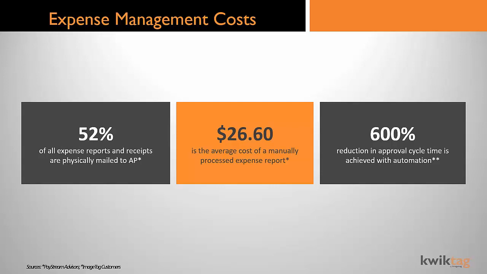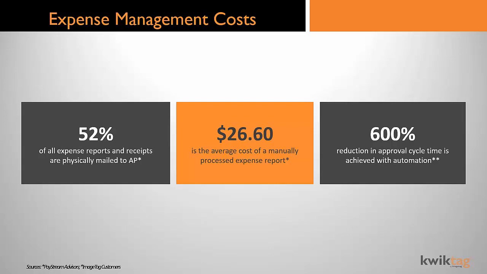And then the next number on the screen that you're looking at, a huge why factor, is every expense report that's processed that way. When you factor in the time and the processing and the paper and the mailing and the shipping costs and all of that kind of stuff, the average is about $26.60. That's US dollars, of course. The average cost to process each one of those expense reports. That can add up very quickly, as you might imagine.